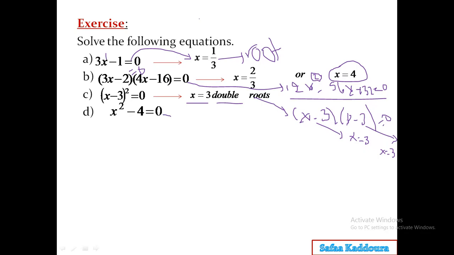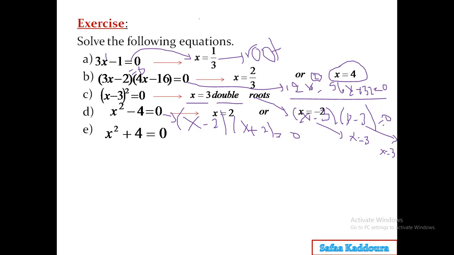Part D, x squared minus 4 equal to 0. This is a quadratic equation, and from your previous information you can say it is a difference of two squares. It is x minus 2 into x plus 2 equals 0, and this will give you two roots, x equal 2 or x equal minus 2. And here also we have two values of x, but they are different, so we say they are two distinct roots.